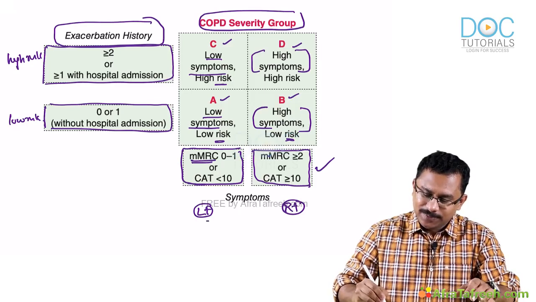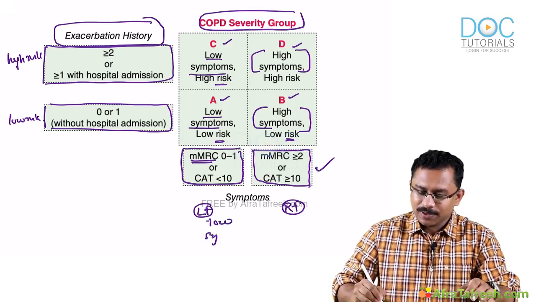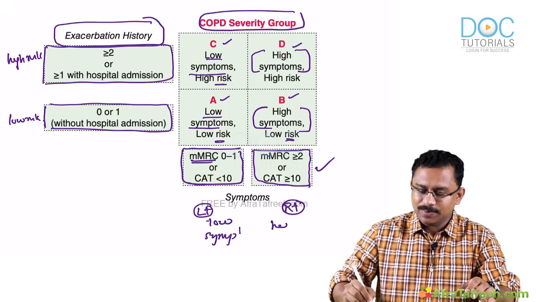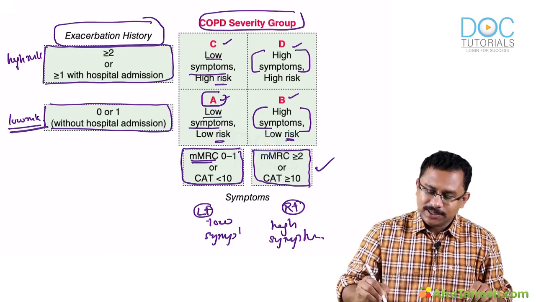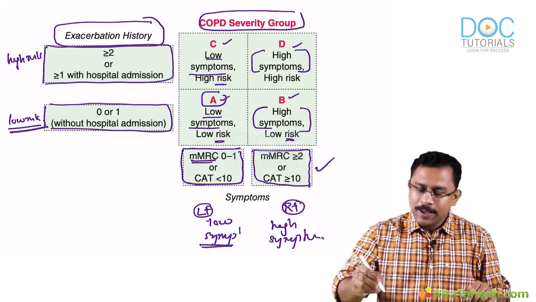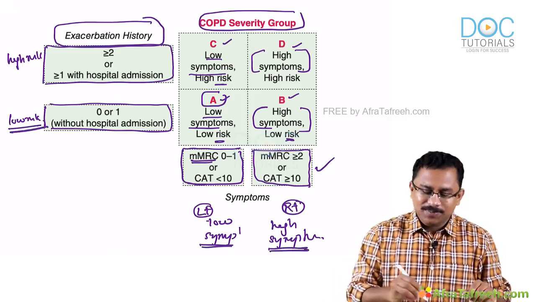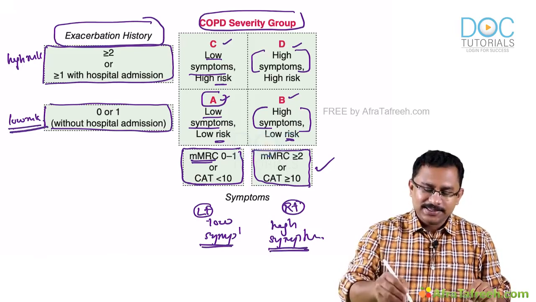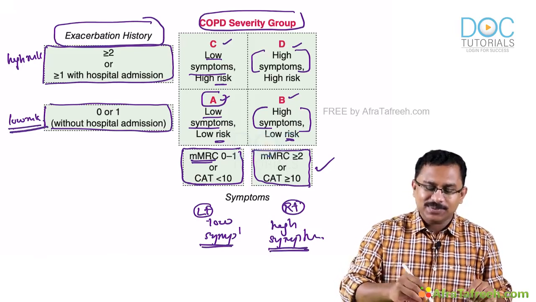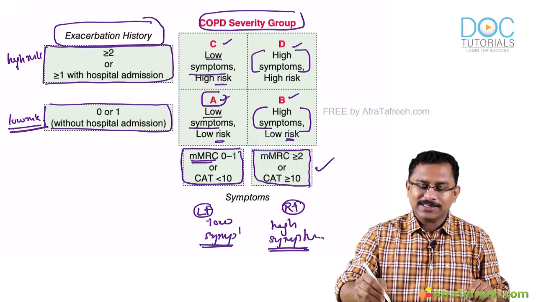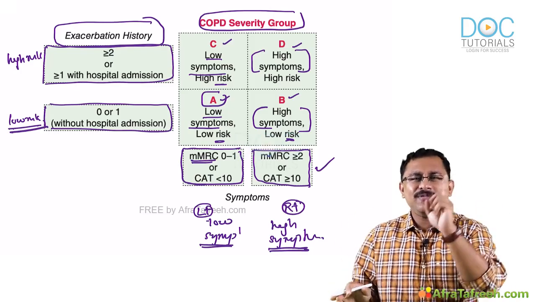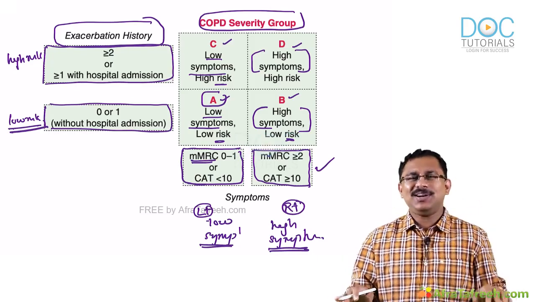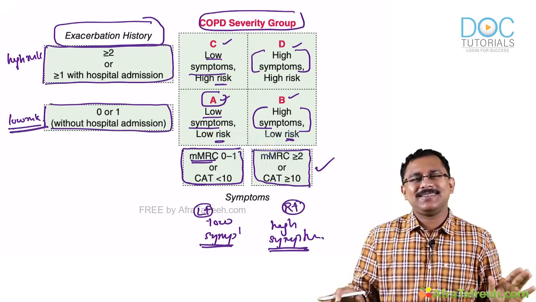This one is low symptoms, this is high symptoms. Which means when you have A, it is low risk, low symptoms. B means high symptoms, low risk. C means low symptoms, high risk. D means high symptoms, high risk. A, B, C, D. Very clear. Very simple. Simple tabulation.